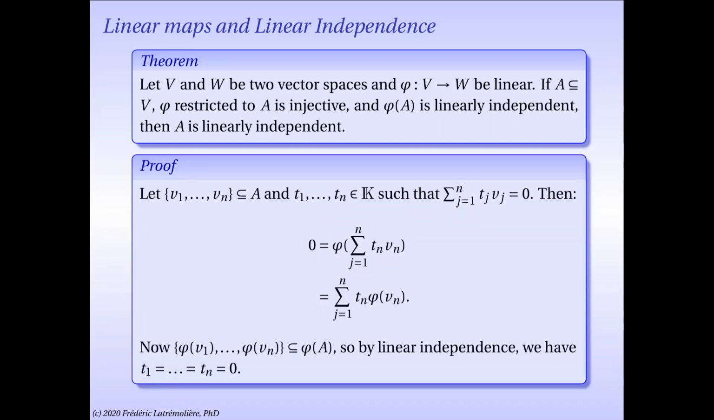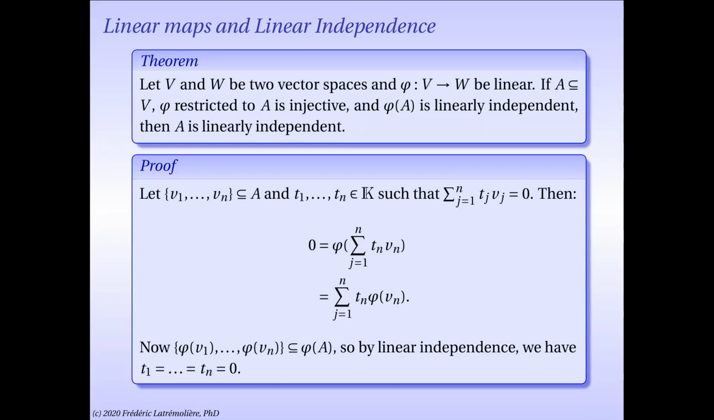Let's prove this result. Let's pick a subset of n vectors in A called v1 to vn and n scalars t1 to tn, such that t1 v1 plus t2 v2 plus etc. plus tn vn equals 0. Then by applying the linear map phi to this linear combination, we get that 0 is equal to phi applied to the sum from j equals 1 to n of tj vj. But by linearity of phi, that's the sum from j equals 1 to n of tj phi of vj.